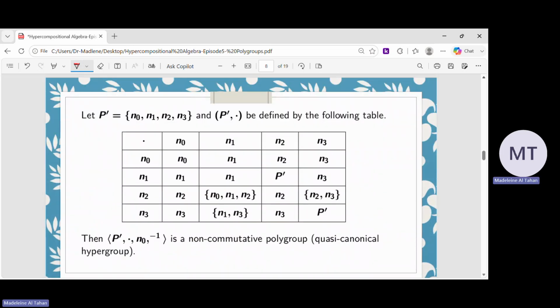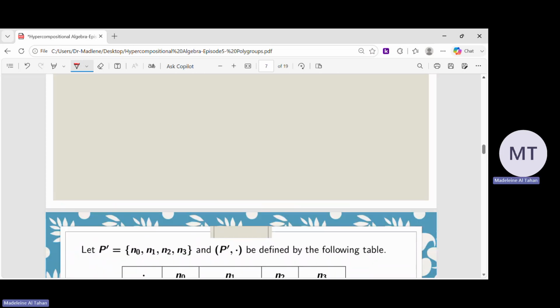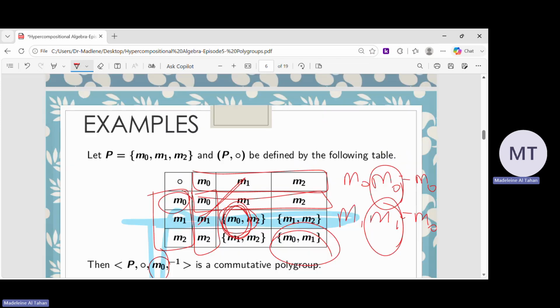Here we have another example. If you look at this example, the table is symmetric, so we call it a commutative polygroup. And in the literature, we call it a canonical hypergroup.